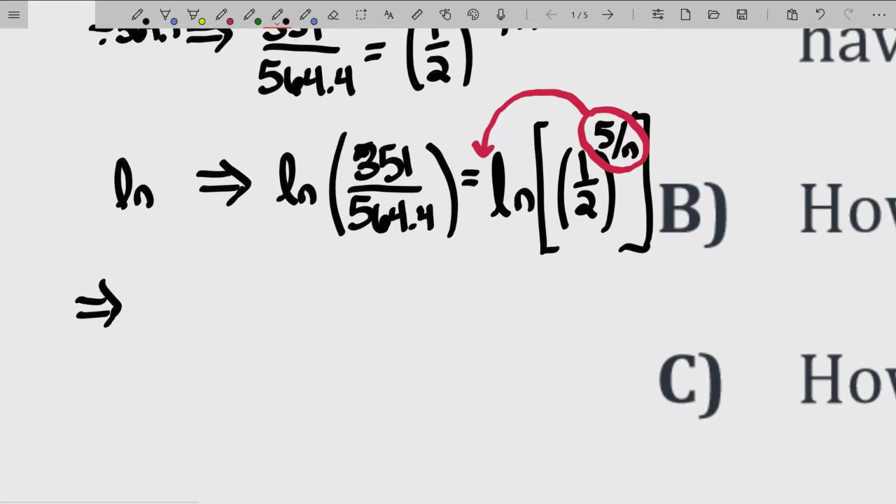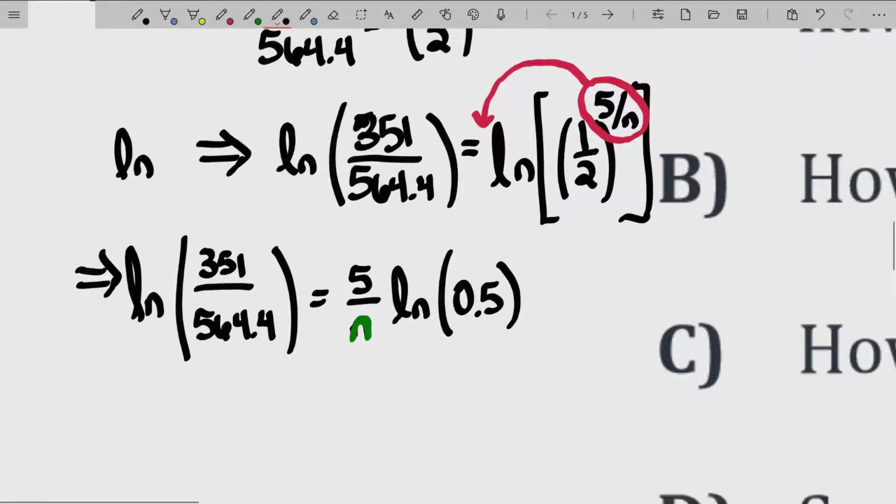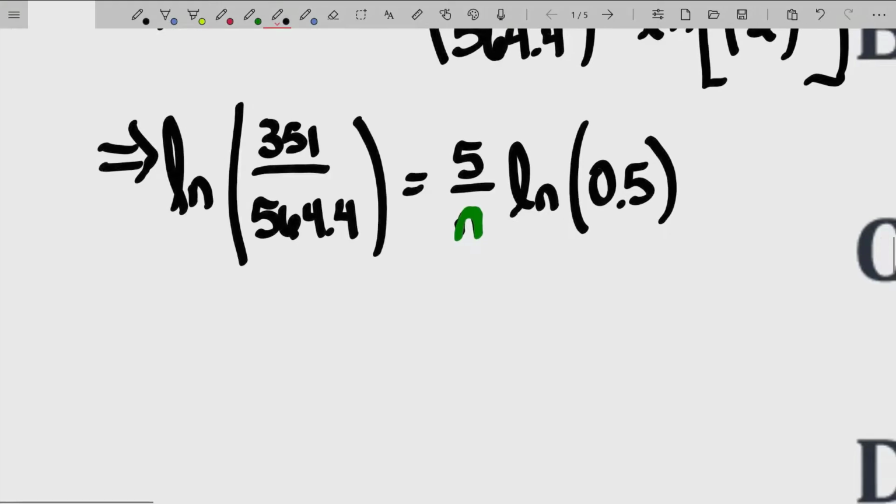So we have the natural log of 351 divided by 564.4 is equal to 5 over n times the natural log of 1/2. And I'm just going to write that as 0.5. And I've kind of highlighted that n there so that we see what our ultimate goal is, to solve for n, because that's our half-life. How long does it take? How many days does it take to decay to half?